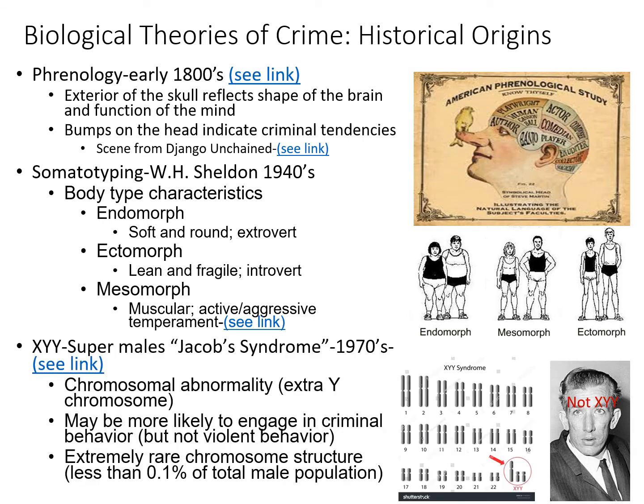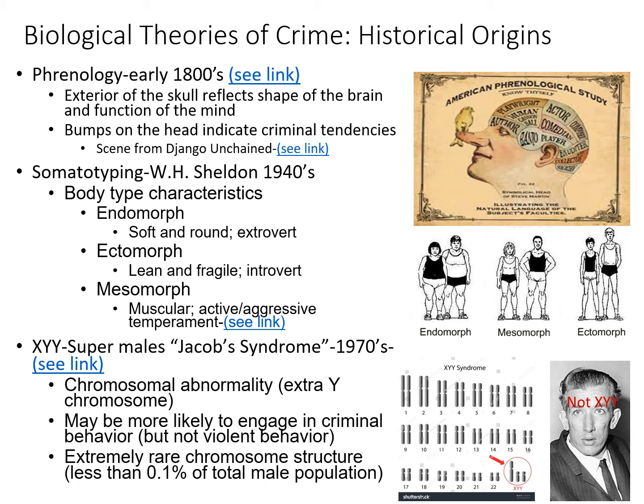A little later in the 20th century, you had the popularity of the so-called super male. There is a rare genetic or chromosomal abnormality, XYY, where Y is the male chromosome. And if you have an extra Y chromosome, then you're thought to be more male and therefore more likely to be involved in violent criminal offending, as men are more likely to be violent than women.